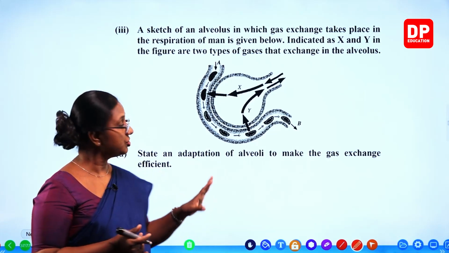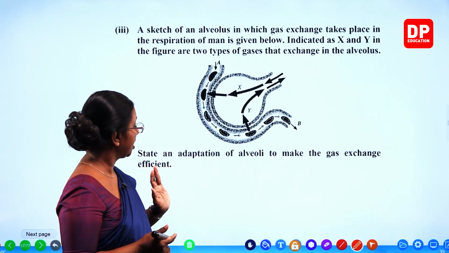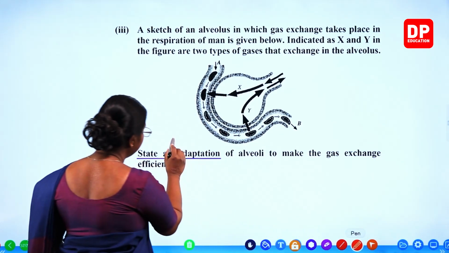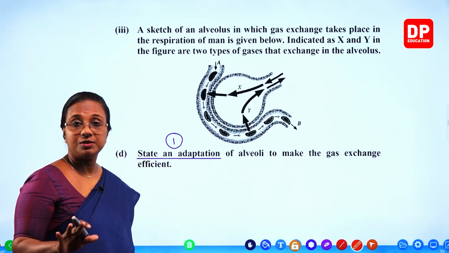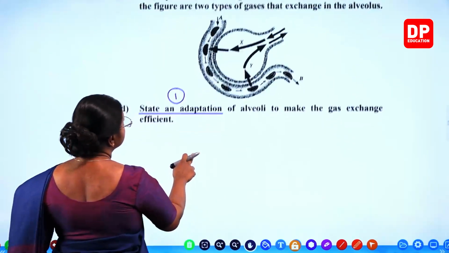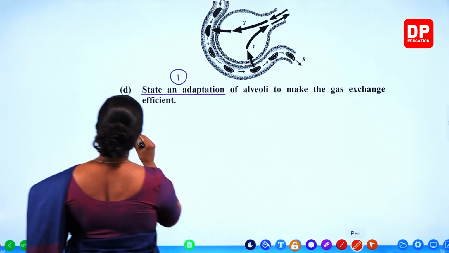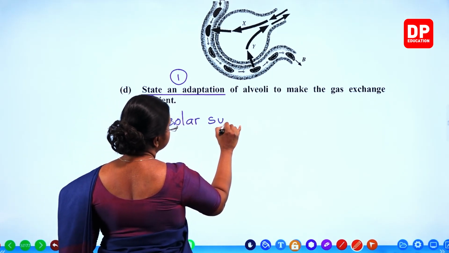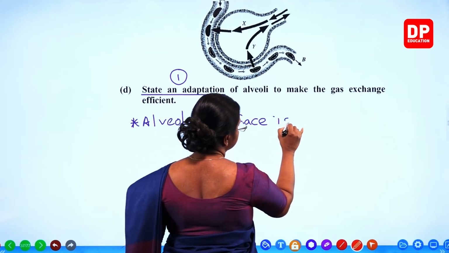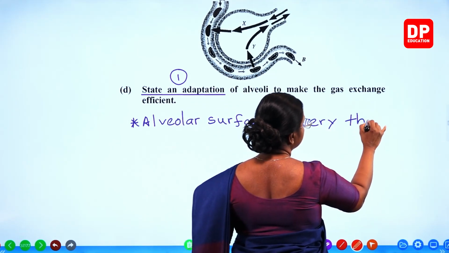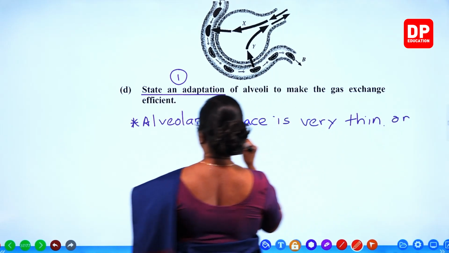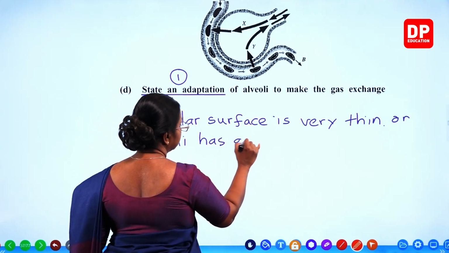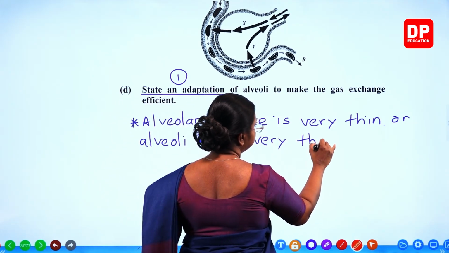There are 4 adaptations. You can write one adaptation out of that. So here write state an adaptation. So you need to write only one. But I am going to write all the possible adaptations. So here we can say alveolar surface is very thin, or you can say alveoli has a very thin wall.